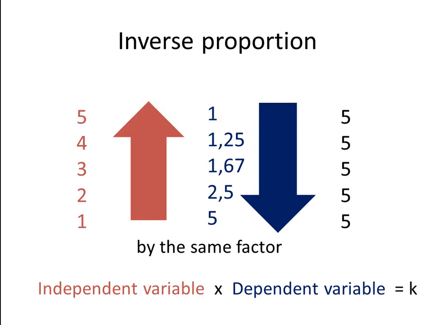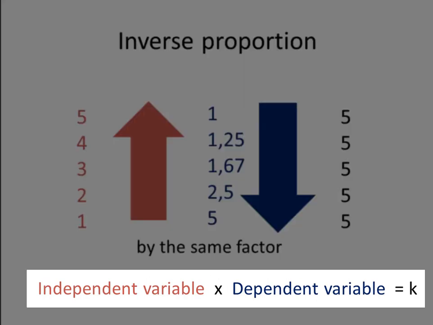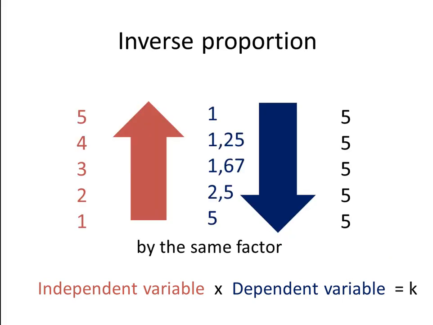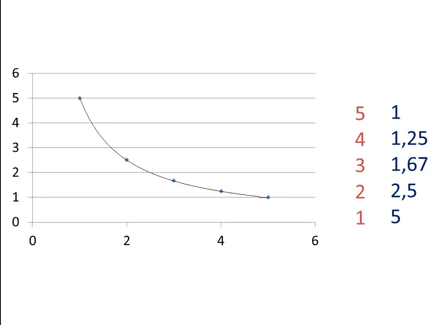An easy way to recognize inverse proportion is that if you multiply the independent and dependent variables by one another, you get a constant. In this particular data that I've got here, the constant happens to be 5. 5 times 1 equals 5, 4 times 1.25 equals 5, 3 times 1.67 equals 5, 2 times 2.5 equals 5, and 1 times 5 equals 5. When you plot the dependent against the independent variable for inverse proportion, you get a graph like this.